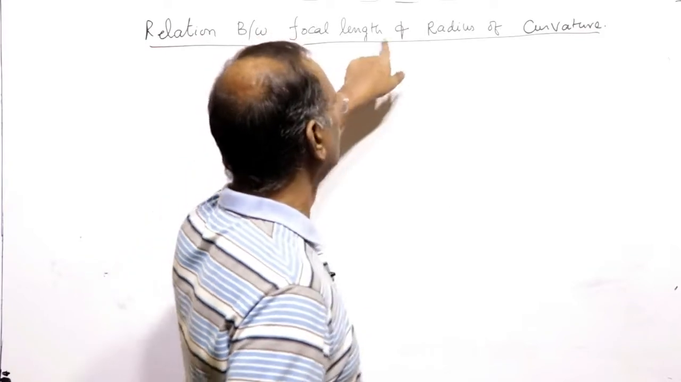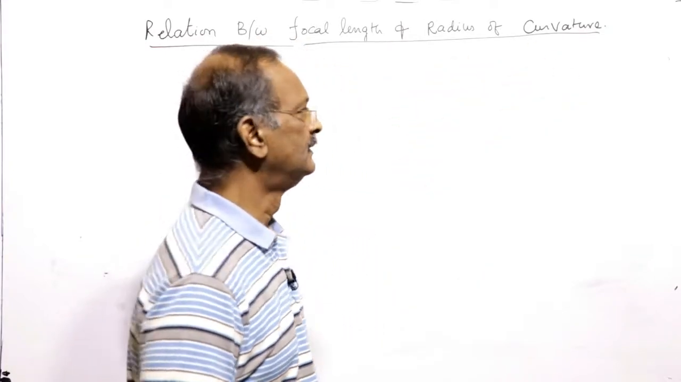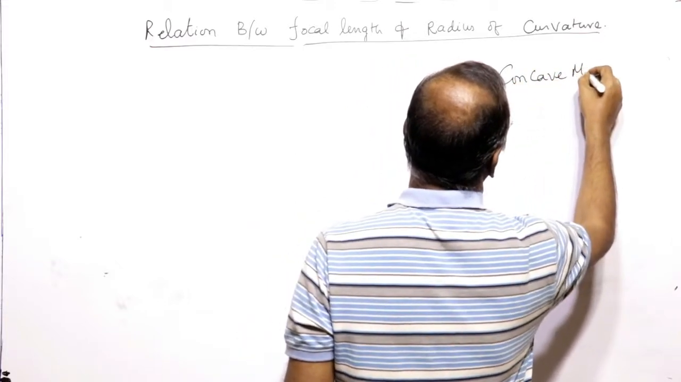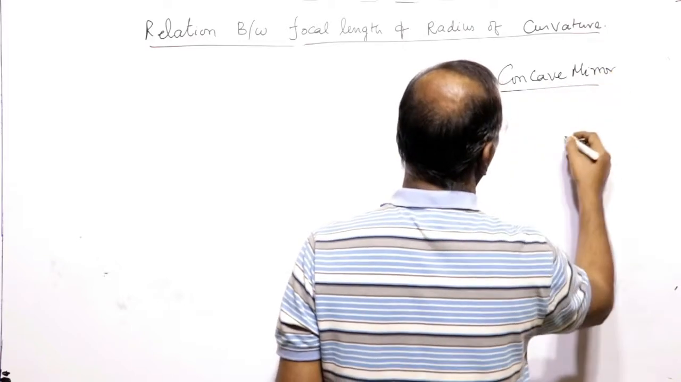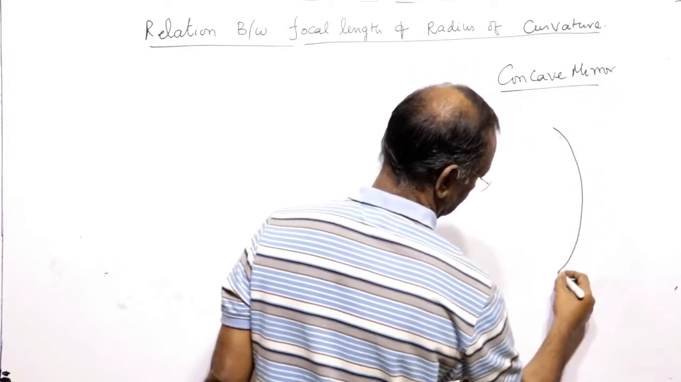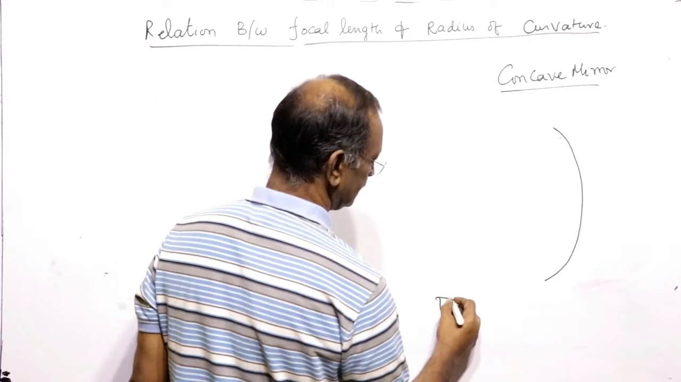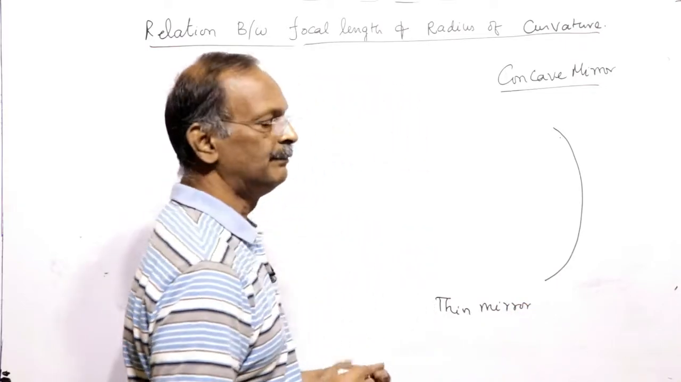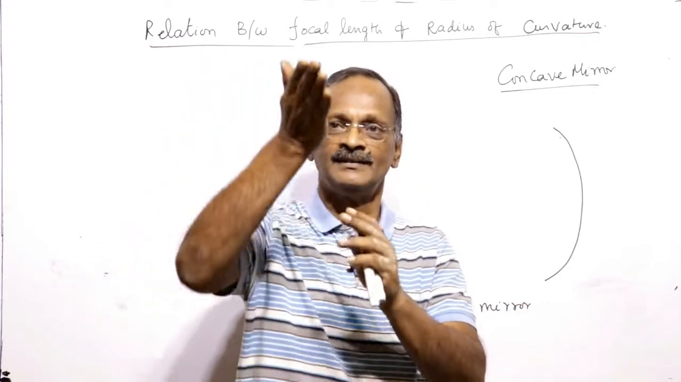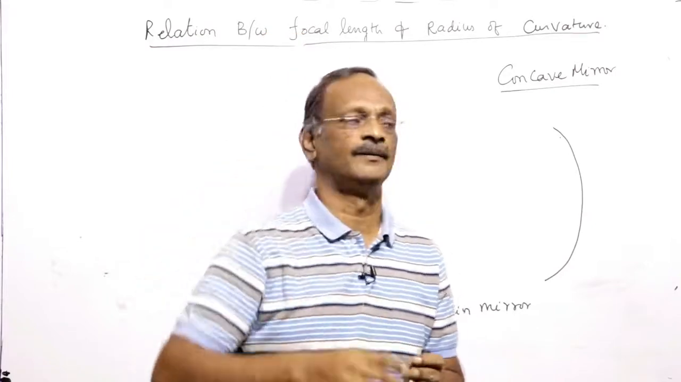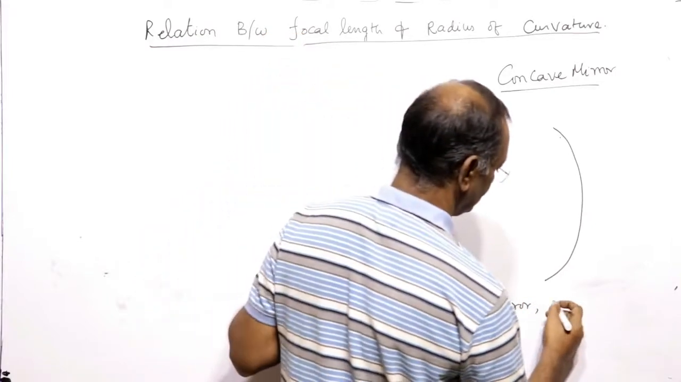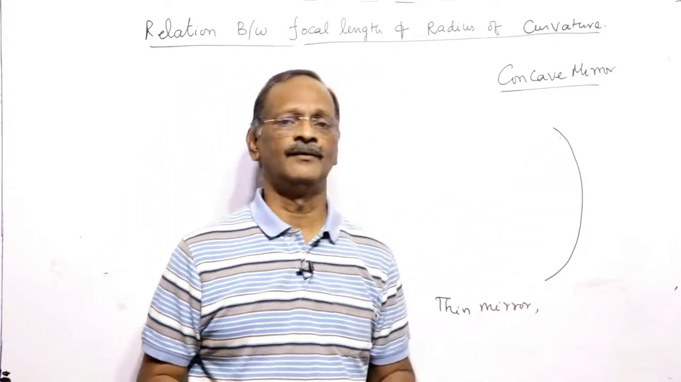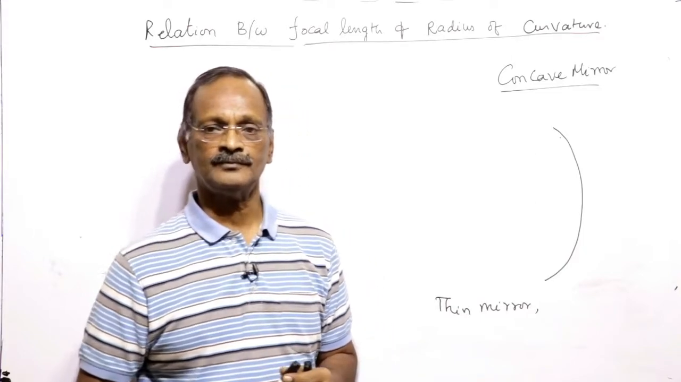Relation between focal length and radius of curvature. Let's take a concave mirror. It should be a thin mirror. Thin mirror means the aperture is very small. Small means the curved portion is almost flat. For a thin mirror, for a small aperture, a thin mirror will have a very small aperture.